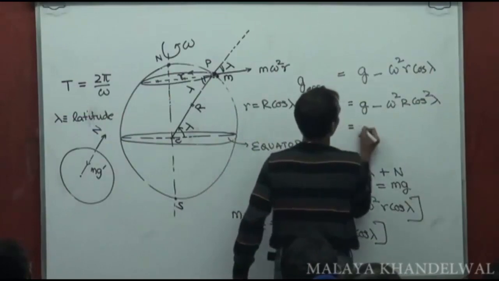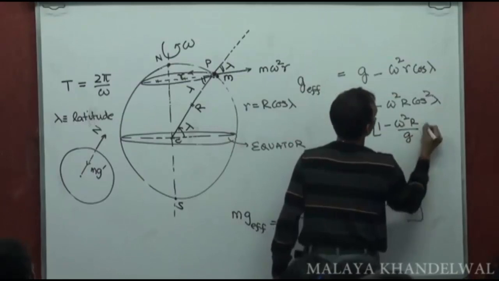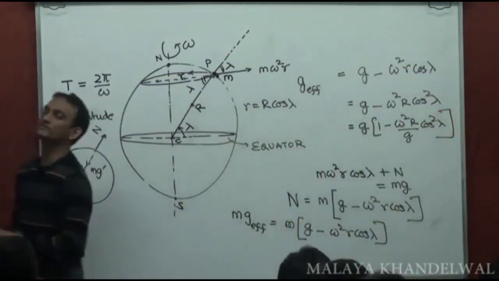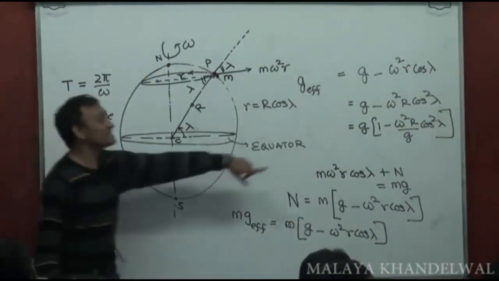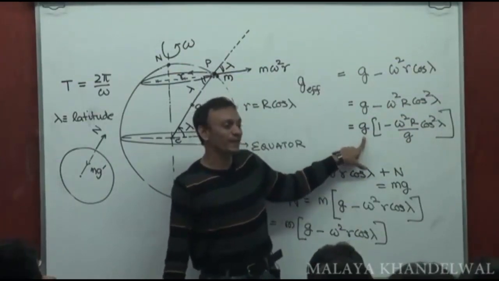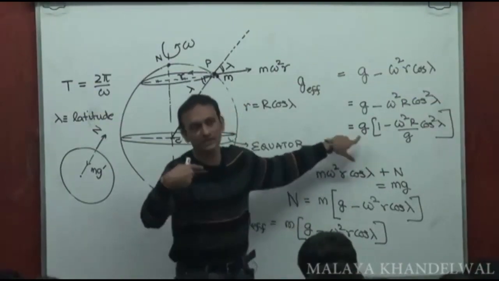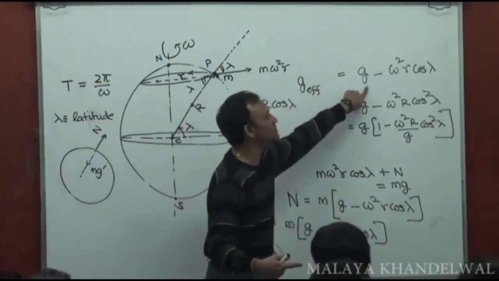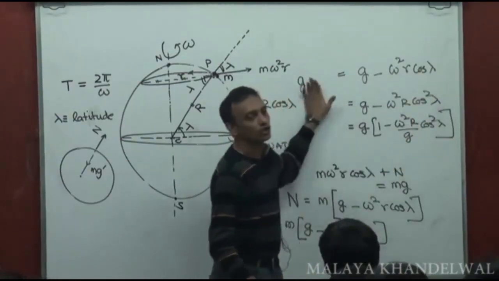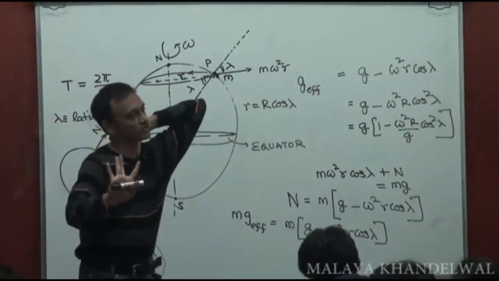So you might want to write this as g into 1 minus omega squared R by g cos squared lambda, where lambda is the latitude of the point. So this will give you the variation of g with latitude, where this g is the g when omega is 0. If the earth was not spinning, then this would be g. But if the earth was spinning, the g effective would be g minus omega squared r cos lambda. So this is the variation of g with latitude. You might want to remember. Clear?